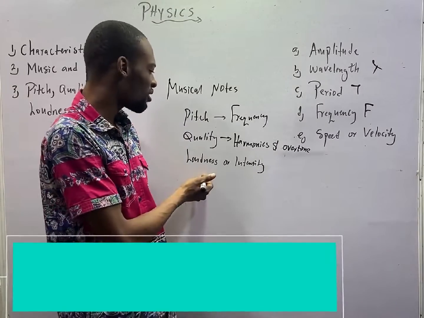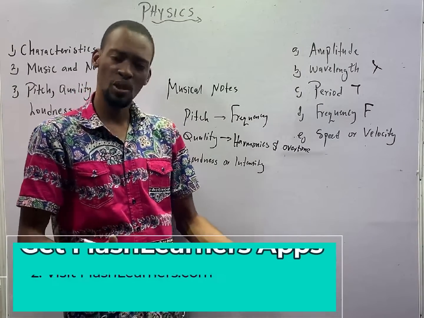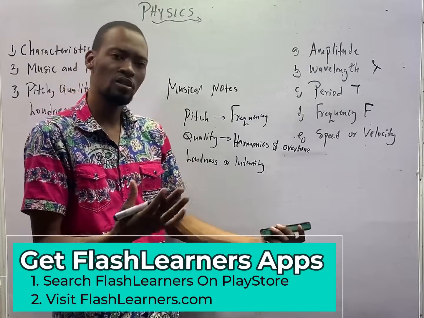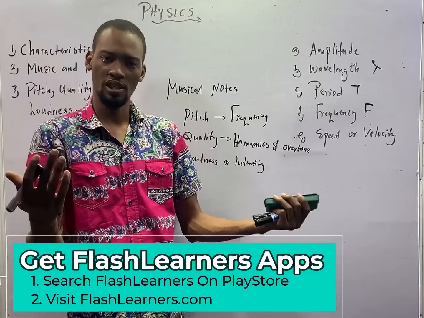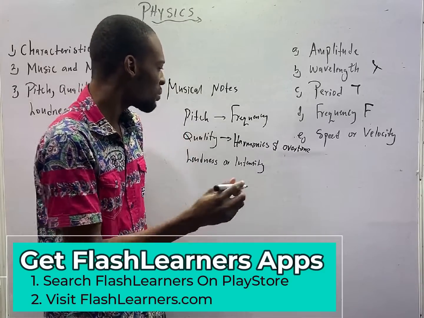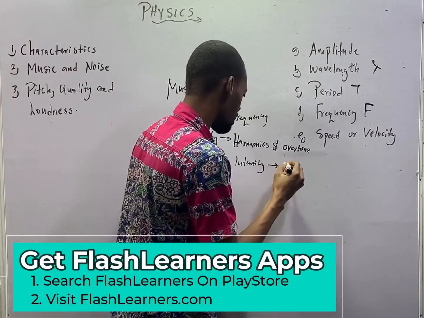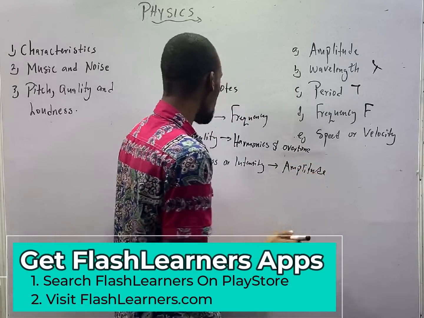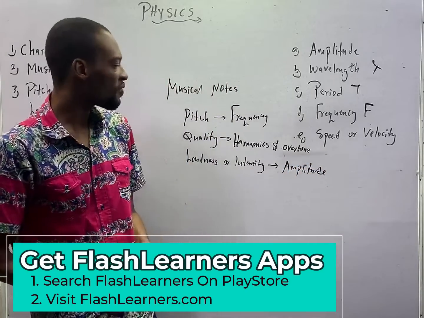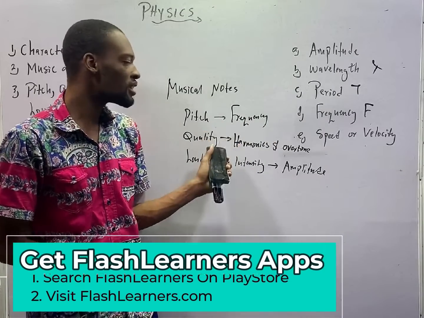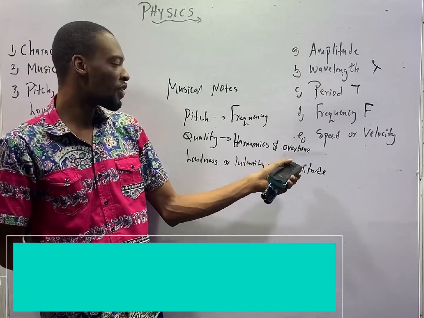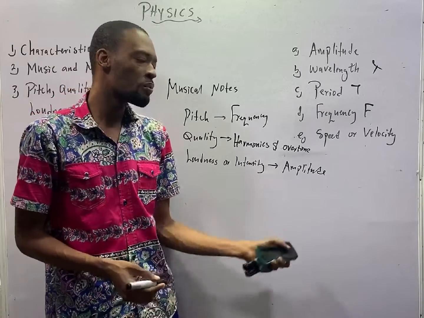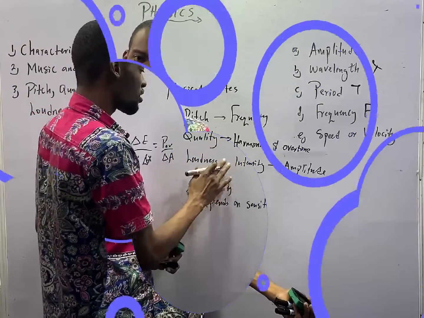Now, loudness or intensity depends on amplitude. It tells us how intense or how high the sound is. So what determines the loudness of a sound is amplitude. So Jamb will ask you, pitch depends on dash, frequency. Quality depends on harmonics and overtones. While loudness, which is also the same thing as intensity, depends on amplitude.